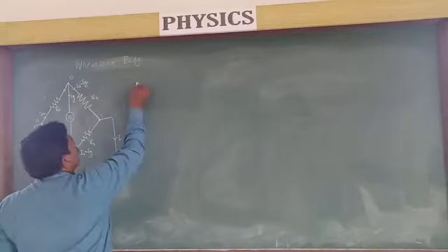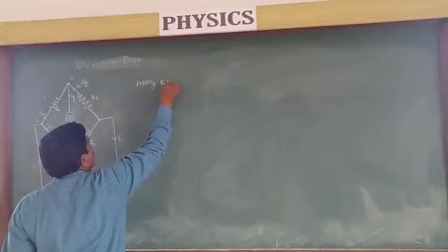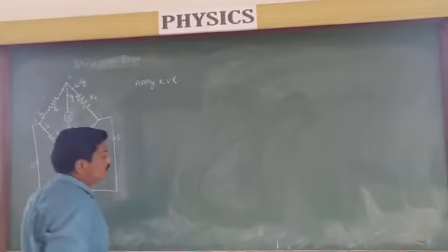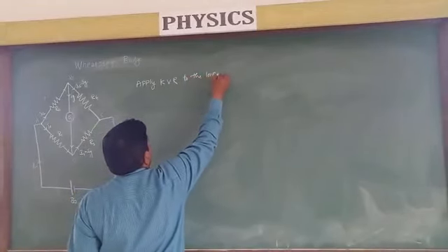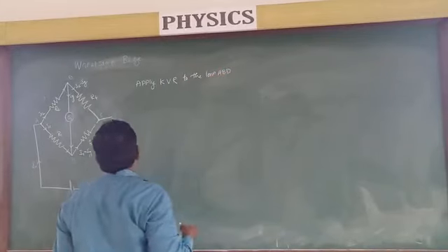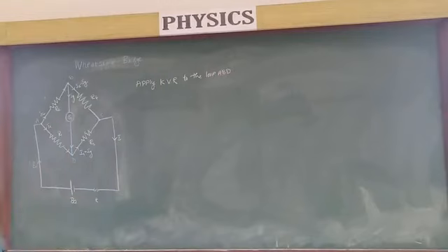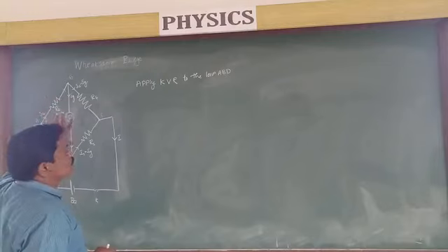Let us apply Kirchhoff's voltage rule to the loop ABD. This one is the ABD. Let us draw this ABD like this. Try to write the sum of EMF plus sum of IR equal to 0.